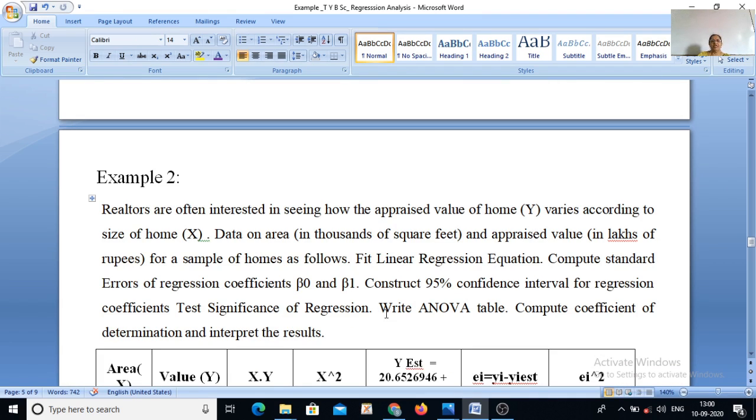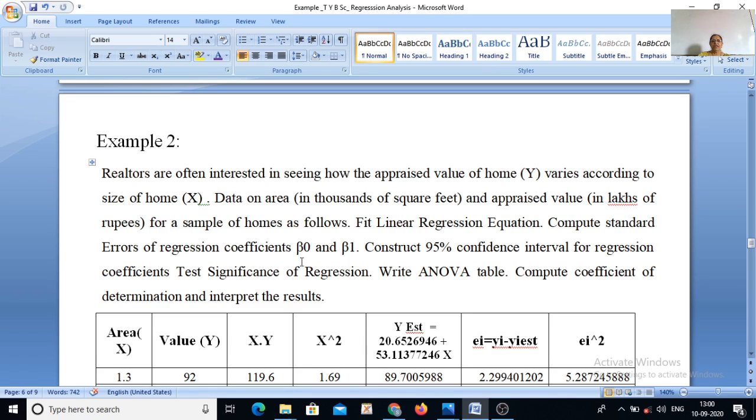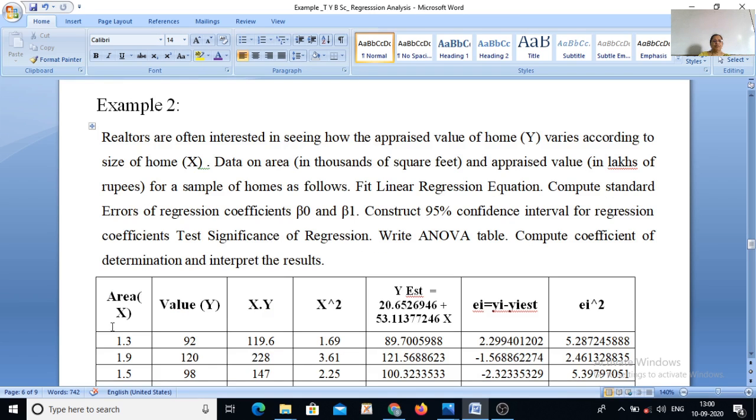Definitely we know that as the size of the home increases, its appraisal value will also increase. But to what extent, that is the problem. So the data on area, given in thousands of square feet, and appraisal value, in lakhs of rupees, for a sample of homes is as given below. Here x value is given, value of y is given. Fit a linear regression equation.